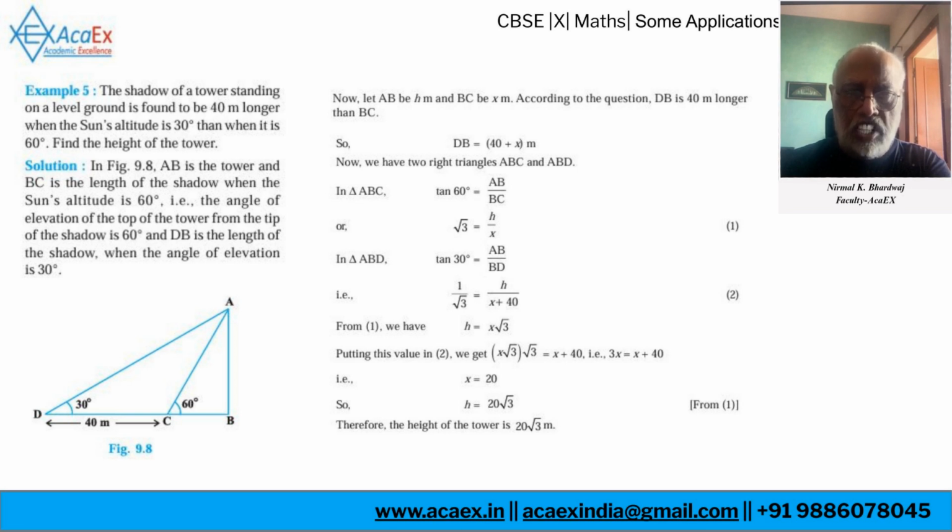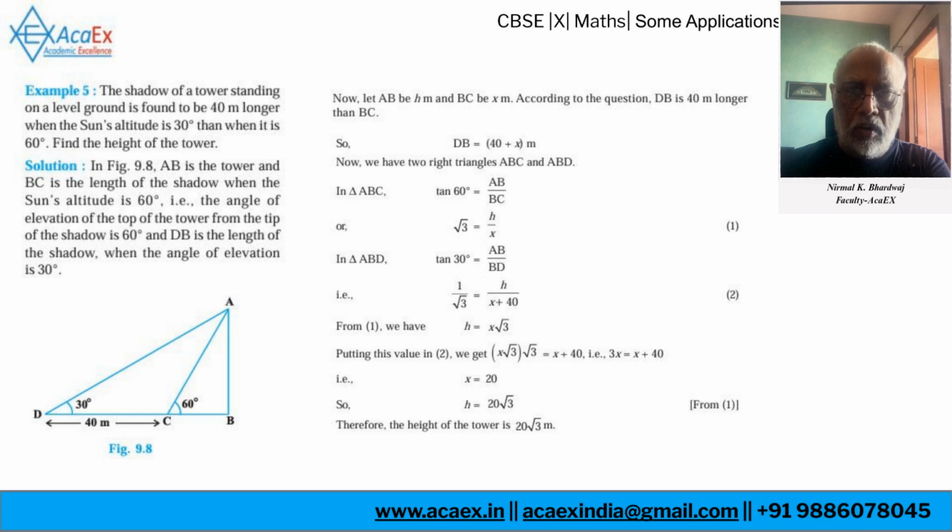Solution. Let h be the height of the tower, AB, and x be the length of the shadow when the angle is 60 degrees, BC. The length of the shadow when the angle is 30 degrees is x plus 40, DB. From the smaller triangle ABC we get tangent of 60 degrees equals h over x, which gives h equals x times the square root of 3.